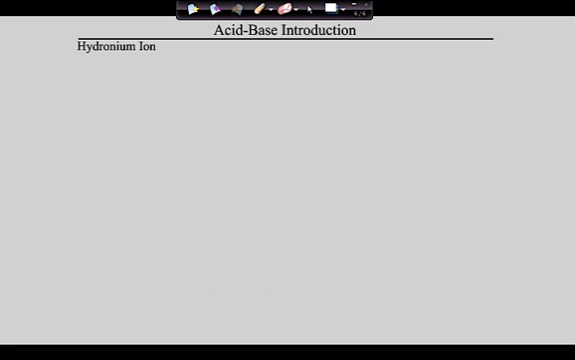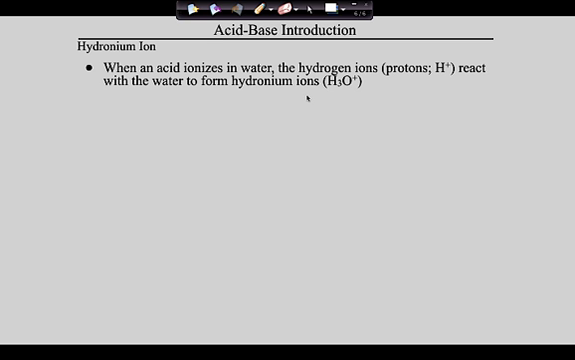Remember these guys? Hydronium ion. So if you don't remember, let's talk. When an acid ionizes into water, the hydrogen ions, which are protons, react with water to form hydronium ion. You learned this last year. Doesn't mean I expect you to remember it. But this is not new.